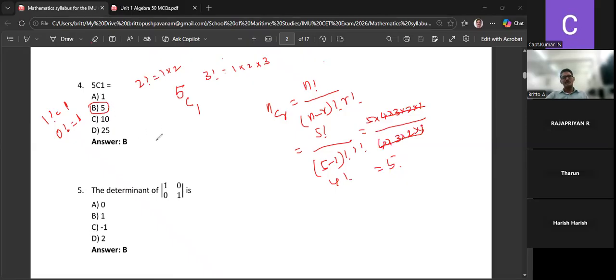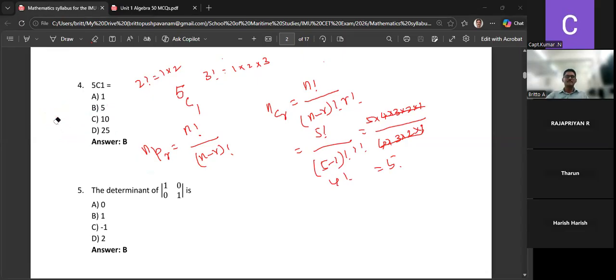So you should know the formula nCr. Since we are discussing nCr, the combination, you should know the formula nPr also, right? Permutation. This is combination. Combination means selection, permutation means arrangement. So the nPr formula is n factorial divided by n minus r factorial. But nCr is n factorial by n minus r factorial into r factorial. This was question number 4.